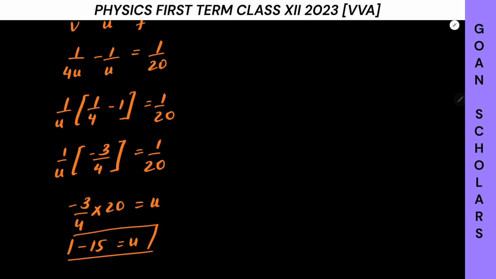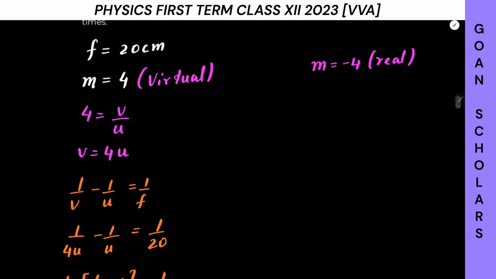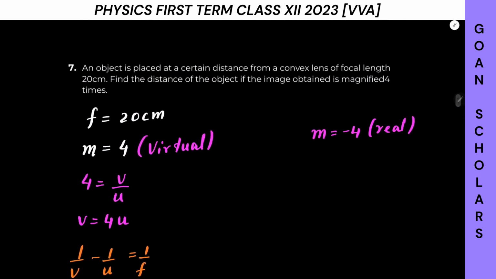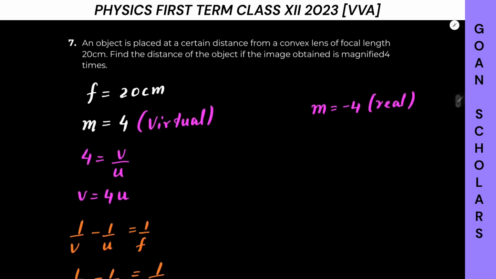And when you take u to the other side, it will be minus 3 by 4 into 20 is equal to u. So 4 5s are minus 15. That minus 15 will be your u. If everything is in centimeter, then minus 15 will also be in centimeter. So minus 15, which means object distance is less than focal length. Hence, the final image formed will be virtual, right?